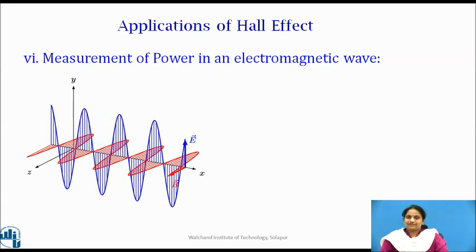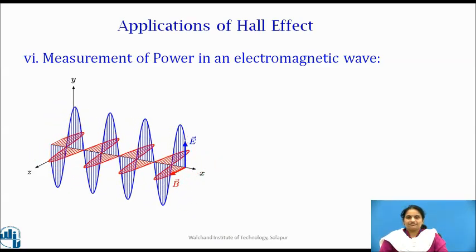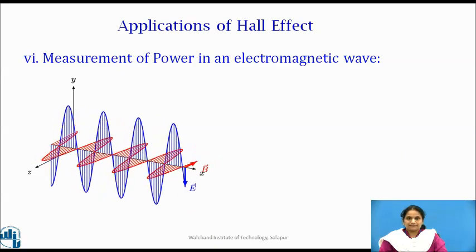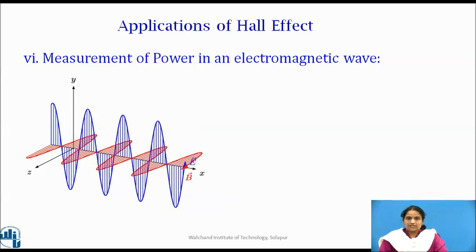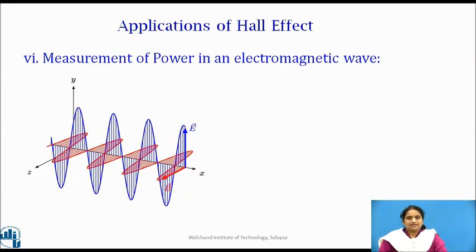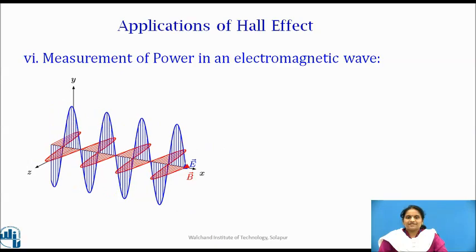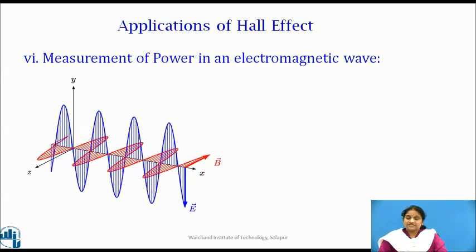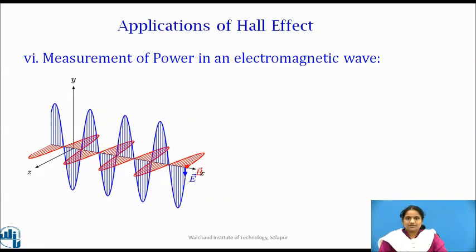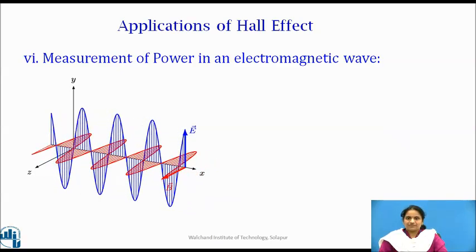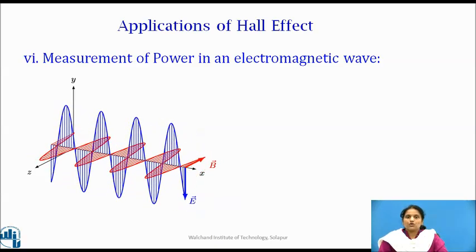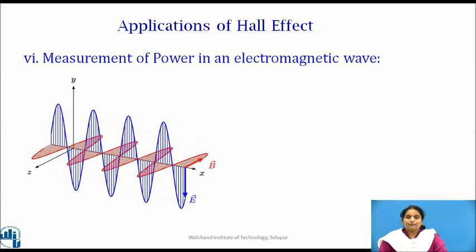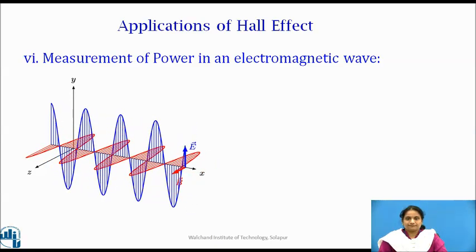In an electromagnetic wave, the electric and magnetic fields are mutually perpendicular to each other. If a semiconductor is held parallel to electric field E, it will cause a flow of current I in the semiconductor. As the semiconductor is subjected to a transverse magnetic field at the same time, Hall voltage is produced in the sample. This Hall voltage is proportional to the product EH, which signifies the power of the wave. So, Hall effect can be employed to measure the power of an electric wave.